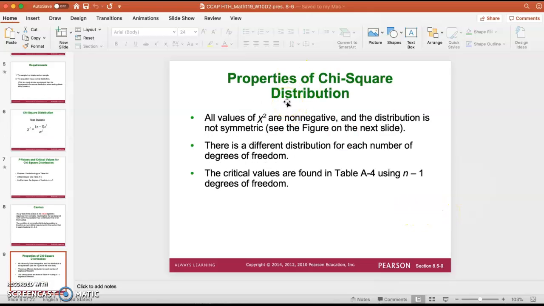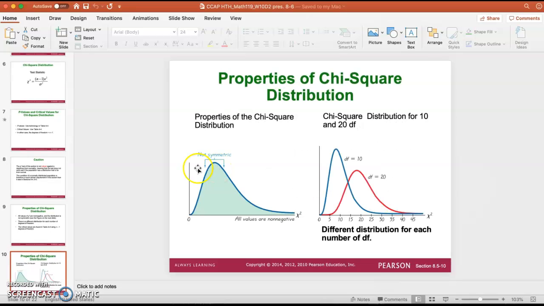Now, a recap of some properties of the chi-square distribution. All the values of the chi-square are non-negative, and the distribution is not symmetric. It's more exponential. Then there's a different distribution for each number of degrees of freedom, similar to the t distribution. And the critical values are found in table A-4, still using n-1 degrees of freedom. So again, that's more of that exponential-looking shape. As your degrees of freedom increase, it starts to look a little more normal, but it still has that exponential shape to it.